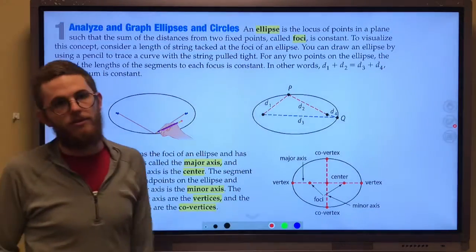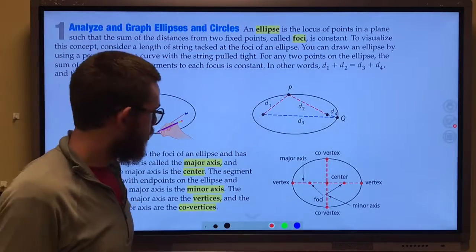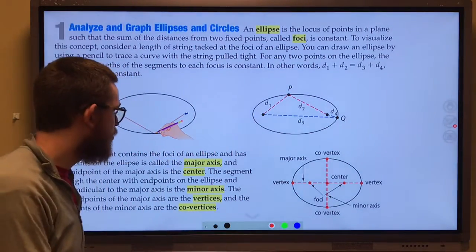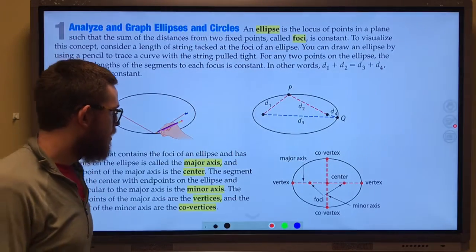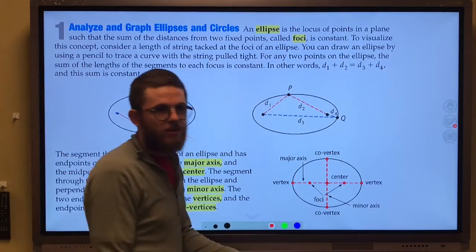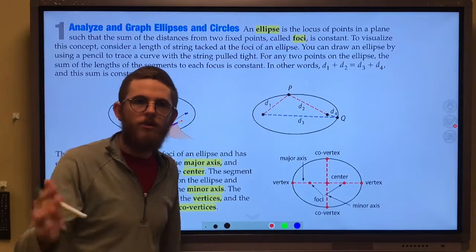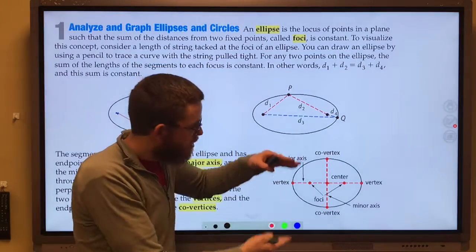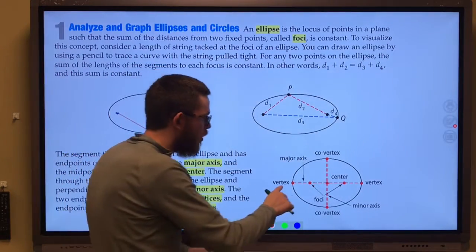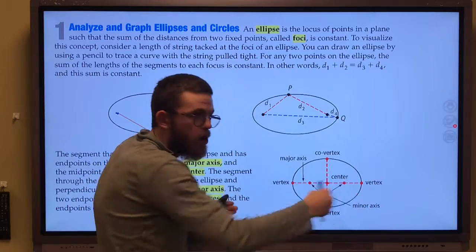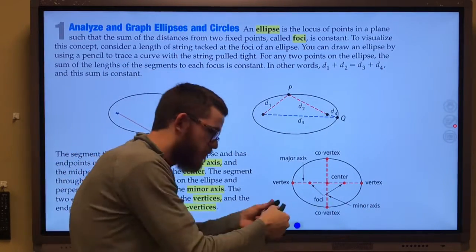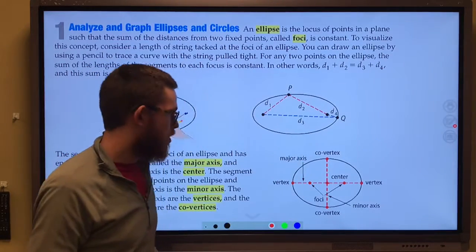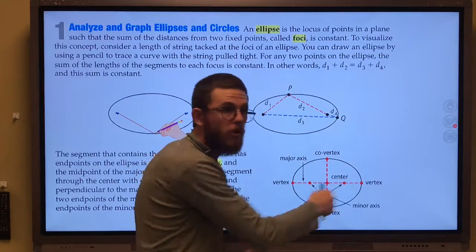So there's a lot of little pieces to an ellipse. All right, clearly we have a center, a point that is the center of our ellipse. Now, notice because an ellipse is not a circle, don't get it confused, it is wider in one direction than the other. So we have what we call a major axis, the longer part that's wider on our ellipse, and we have a minor axis. The minor axis is smaller than the major axis.